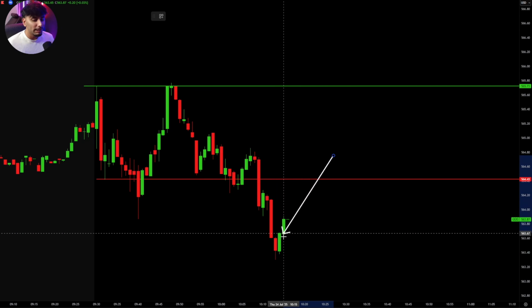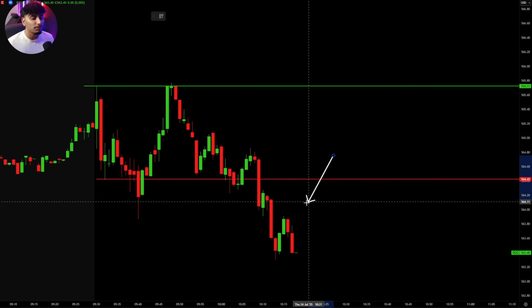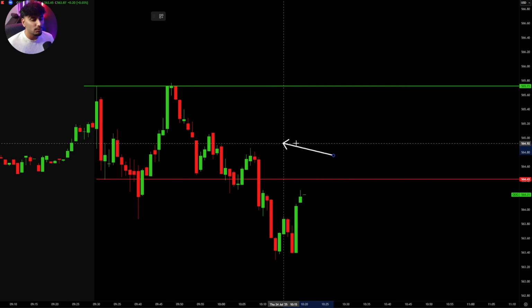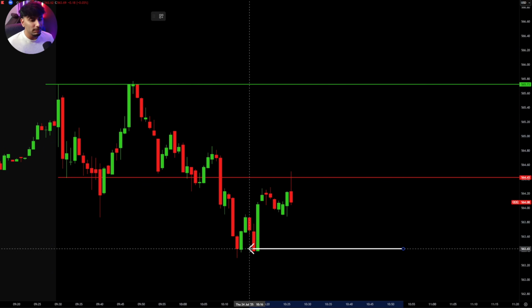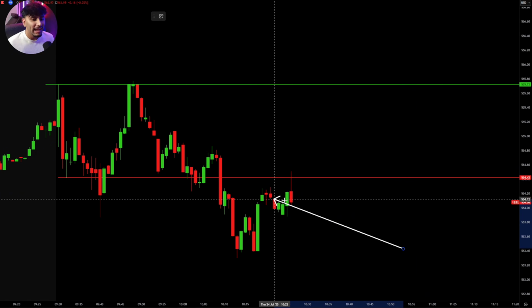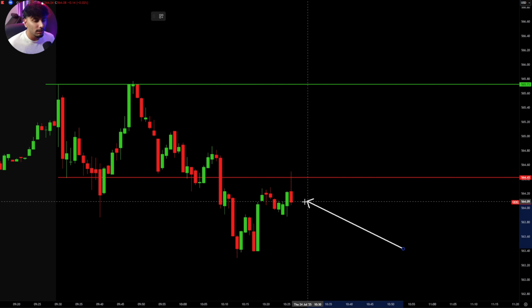However, now we are breaking below and we would be looking for a retest after breaking out of this range price action. And right here, we can see we broke below. We're coming back for the retest. And here we're finally getting weaker price action.